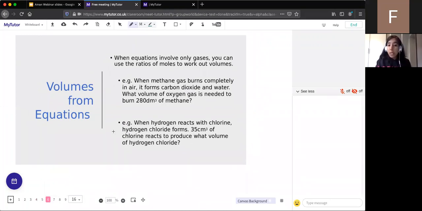They're obviously going to come from equations, like I said in one of the first slides. But if we've got an equation that is all gases, it's really easy to work out. We can just use the balanced equation to help us. You don't need to do any calculations.